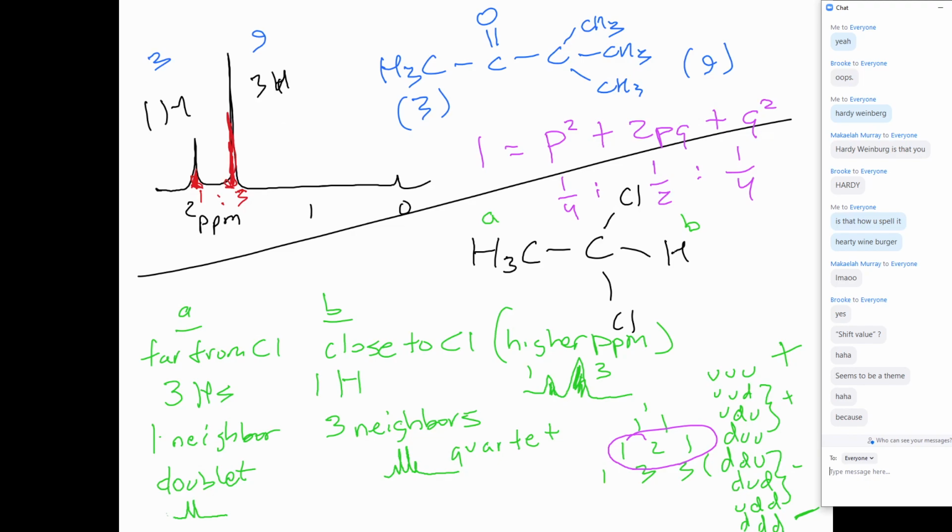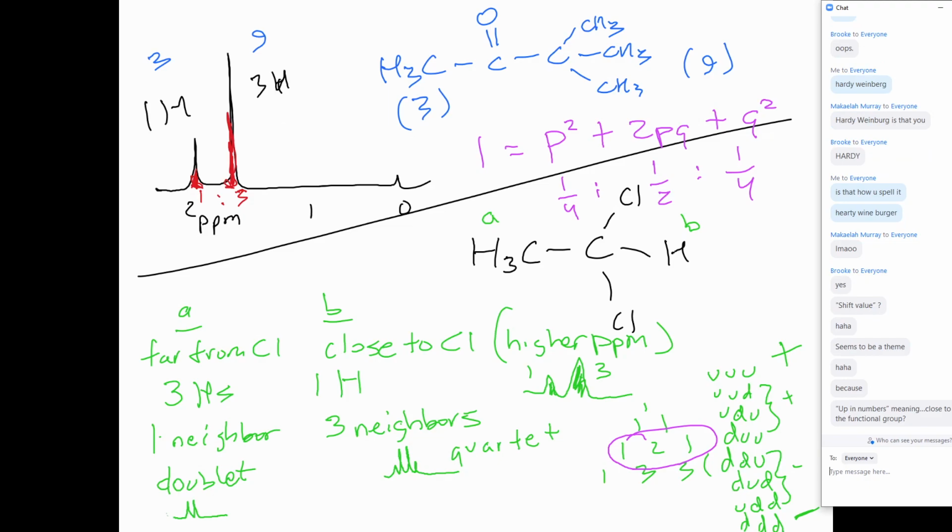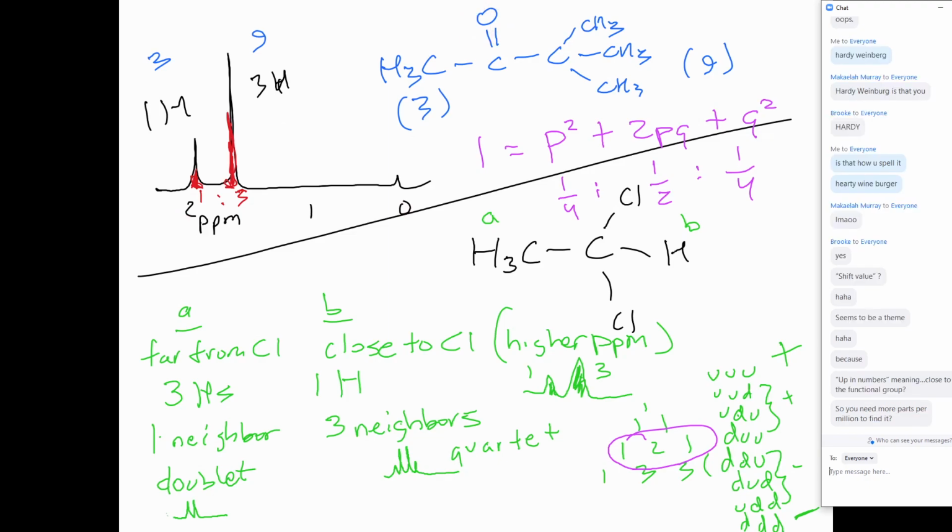I'm such a simpleton when I think about these things. My perspective is way too elementary, but it works. How close are you to the pipe? How close are you to the magnet in the haystack when looking for those needles? Same sort of thing. Up in numbers is getting closer to a lot of magnetism. Exactly. You need more parts per million of the magnet to find it.